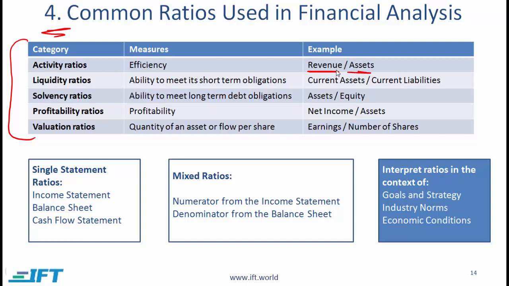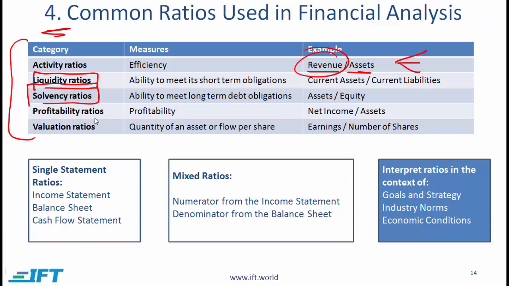This is also called the asset turnover ratio. This is showing that per unit of assets, how much revenue is a company generating. There are several other activity ratios which we will see on the next slide. Liquidity ratios we have seen before in the reading on the balance sheet. Solvency ratios were also discussed in the balance sheet reading.